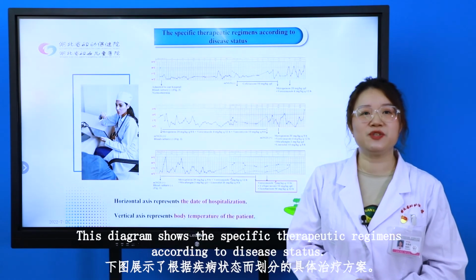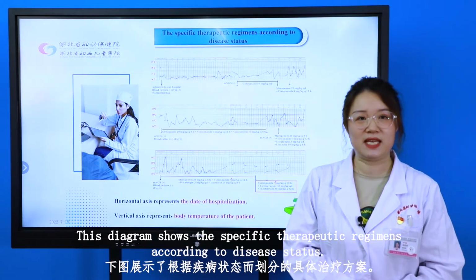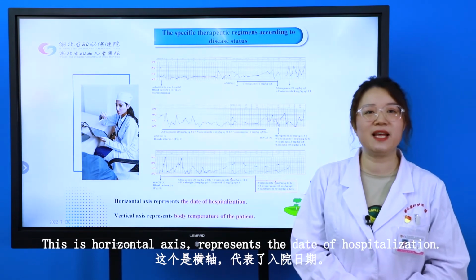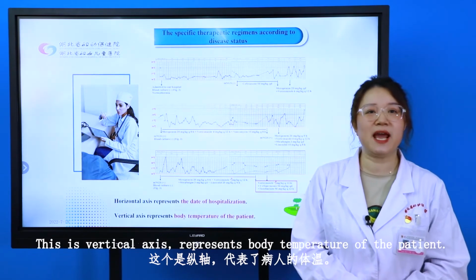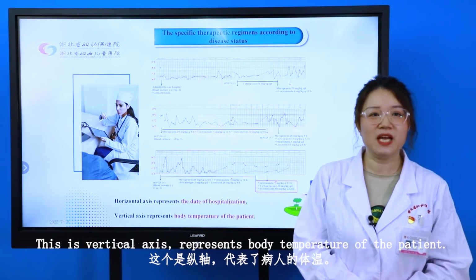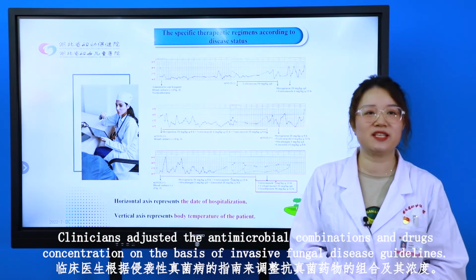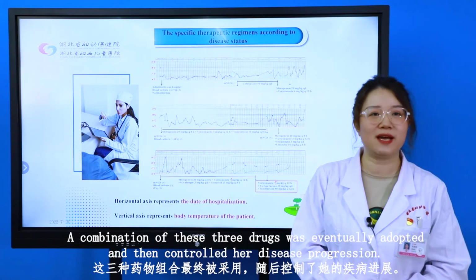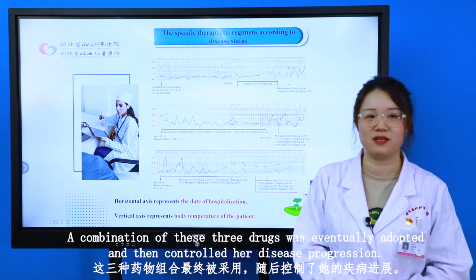This diagram shows the specific therapeutic regimens according to the disease status. The horizontal axis represents the date of hospitalization. The vertical axis represents the body temperature of the patient. Clinicians adjusted the antimicrobial combinations and drug concentrations on the basis of invasive fungal disease guidelines. A combination of these 3 drugs was eventually adopted and then controlled her disease progression.